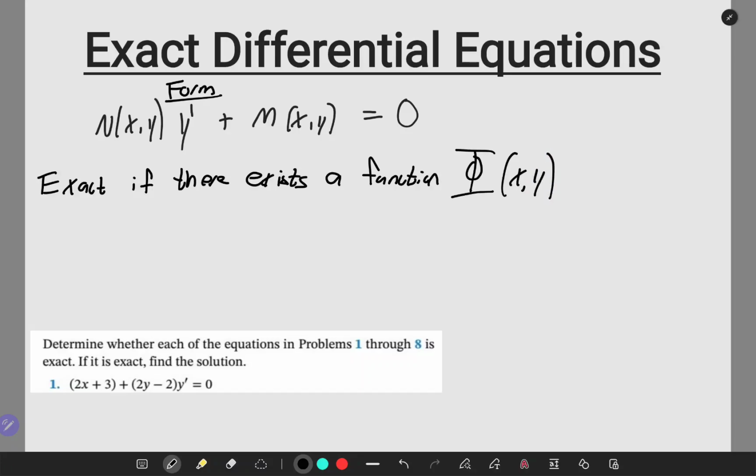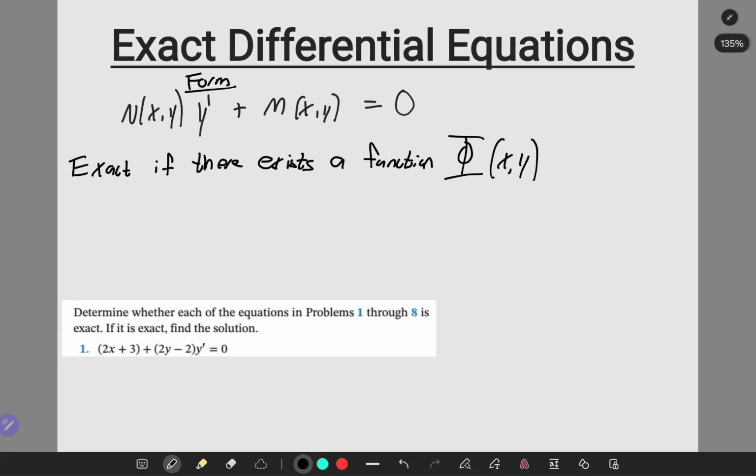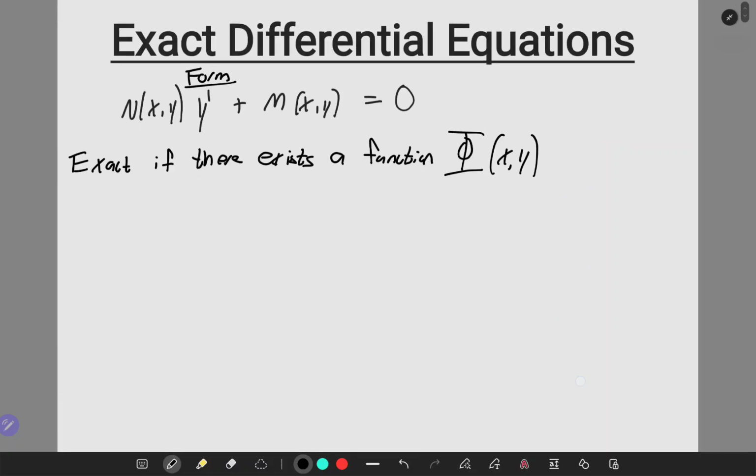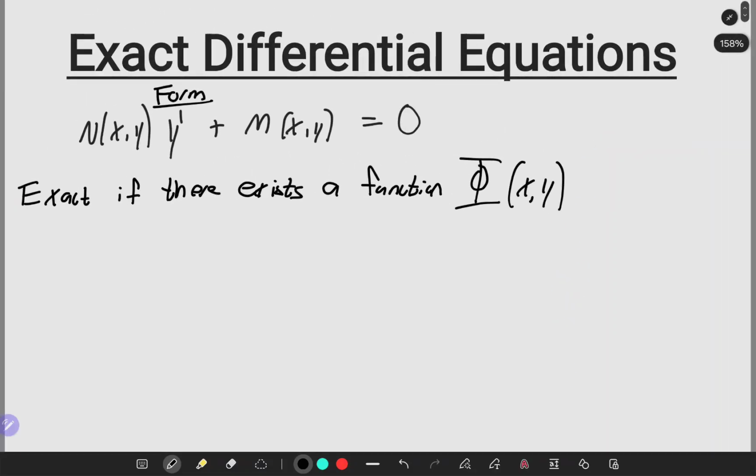In Calc 3, you remember you solve these equations and you get a function, and that was our answer. So that's what we're solving for. We want to solve for phi.